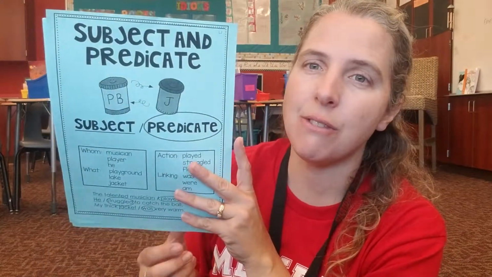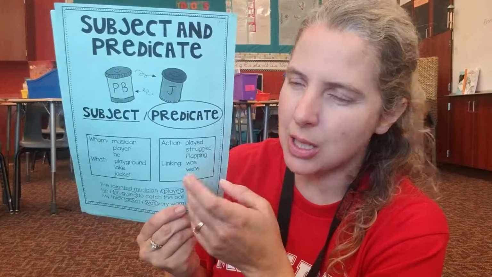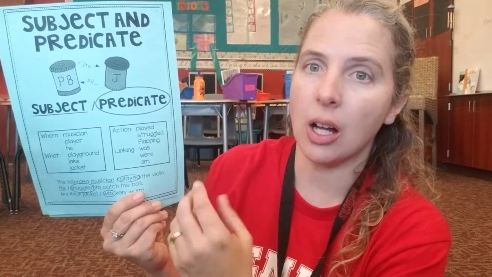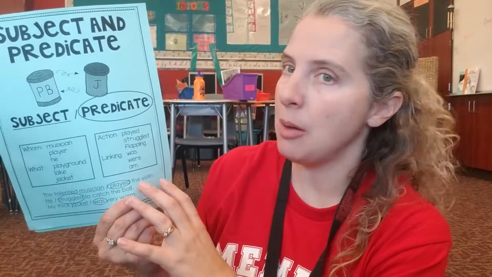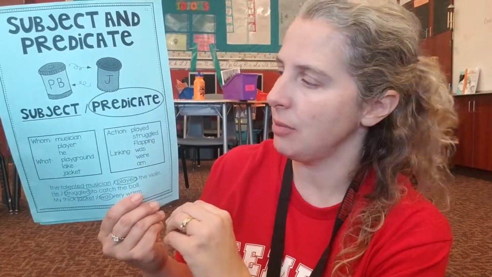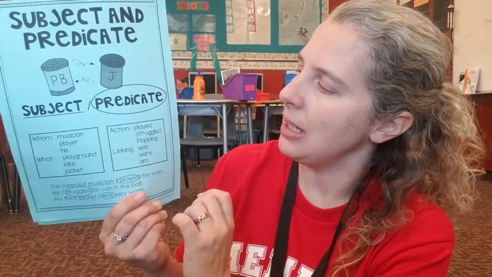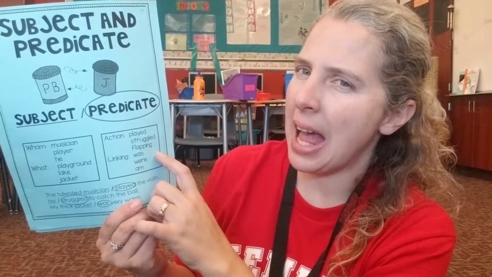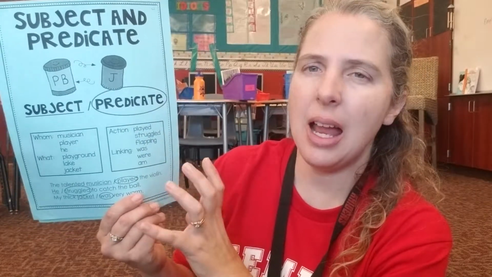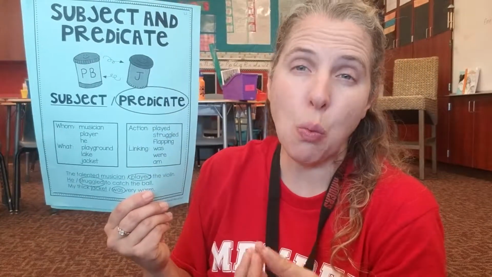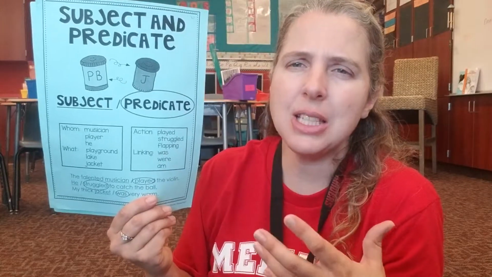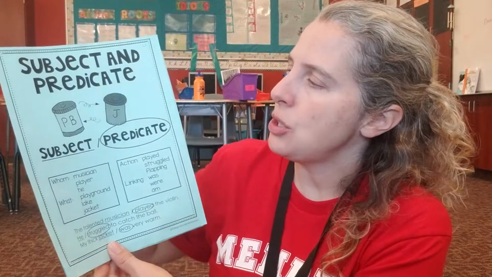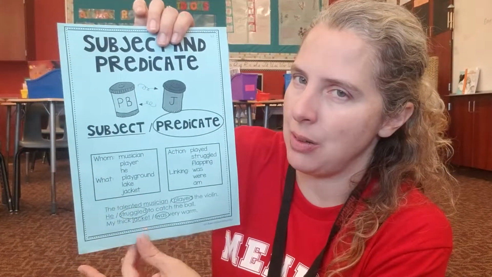And then actions are the predicate. We also call those verbs, an action verb. Anything you can do. Play, struggle, flap, talk, walk, jump, yell, say, anything like that. Linking verbs in the predicate are things like is, am, was, were, anything like that. So it doesn't tell you what the subject is doing, it just tells you what the subject is or was. Okay, so every sentence has to have one of those.